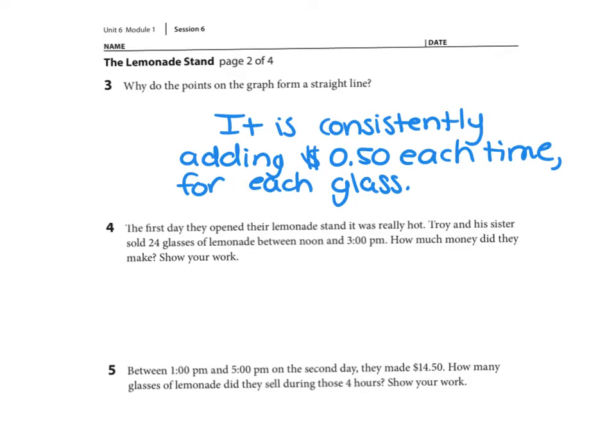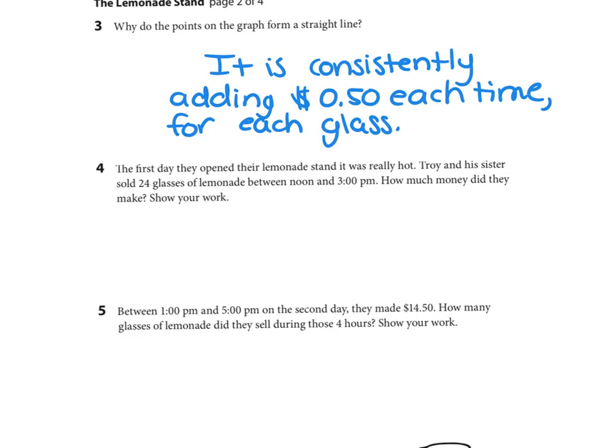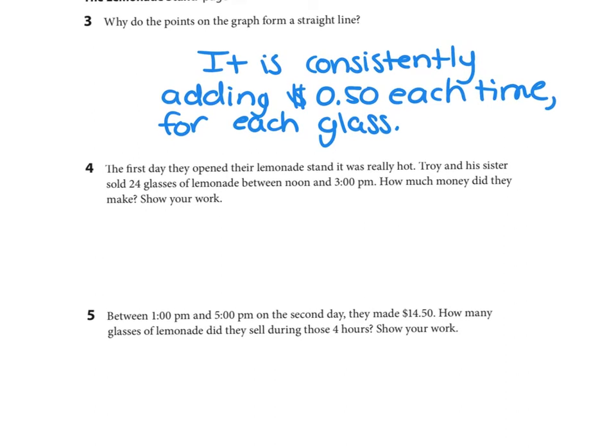Number 4 asks us, the first day they opened their lemonade stand, it was really hot. Troy and his sister sold 24 glasses of lemonade between noon and 3 p.m. How much money did they make? Now, this question's trying to trick us a little bit. Do we need to know the information of between noon and 3 p.m.? No, not really. How much money did they make? We'll have to ask ourselves, how many glasses of lemonade did they sell?